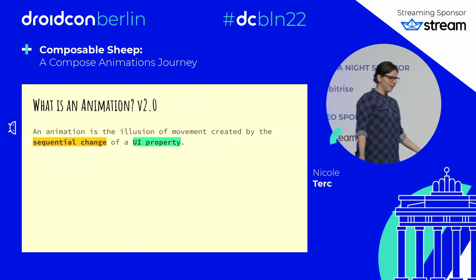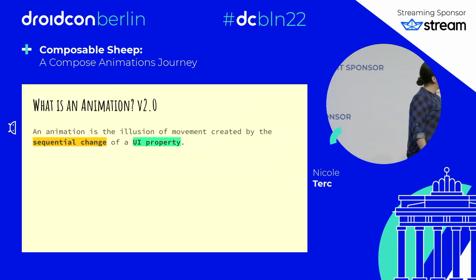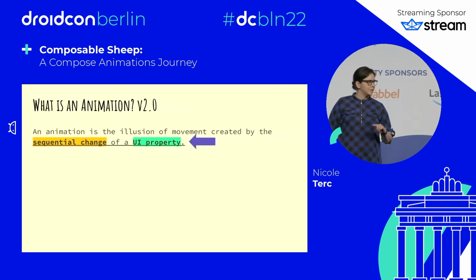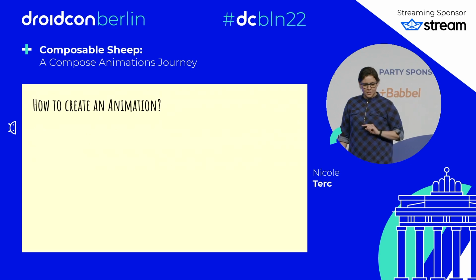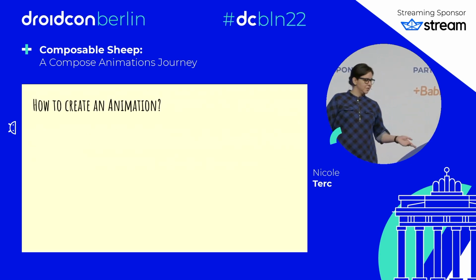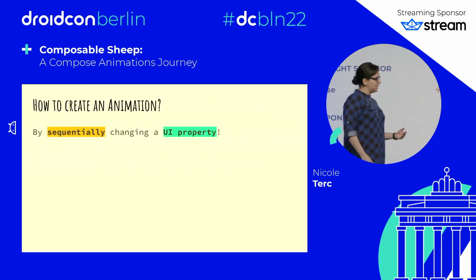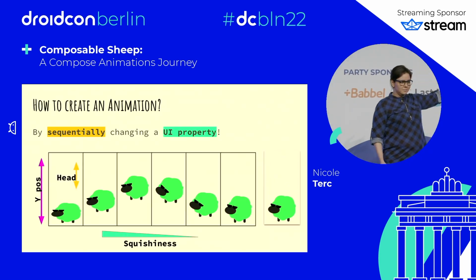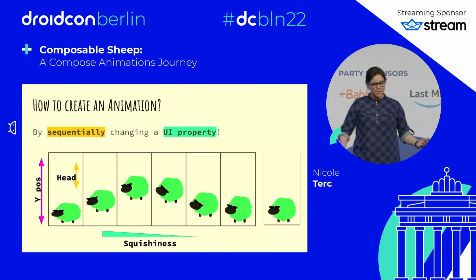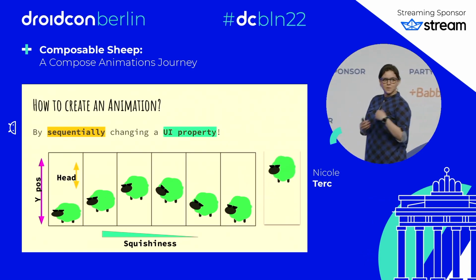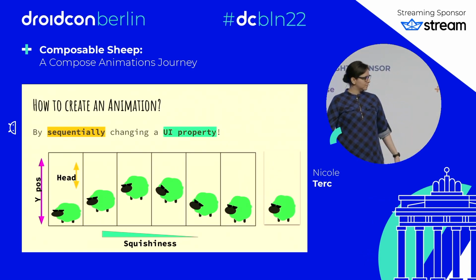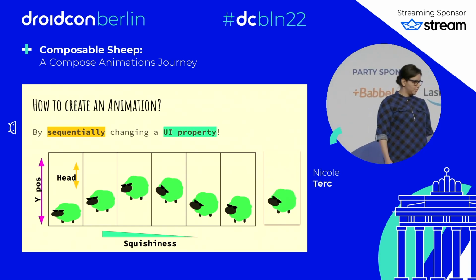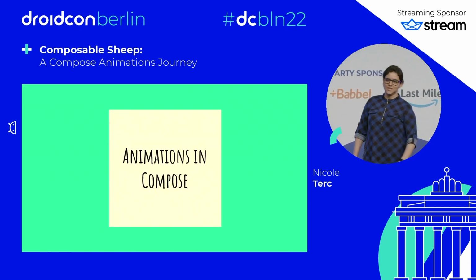No surprises, right? We already kind of knew this. And this thing right there is already answering our original question. So how do we create an animation? By just sequentially changing a UI property. Like in our sequence before, see? We just change the UI properties, we create a sequence, and with a sequence, we get an animation. But how do we do this in Compose? Let's take a look at that right now.